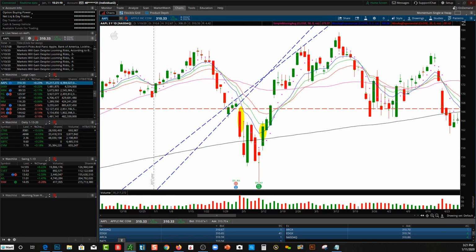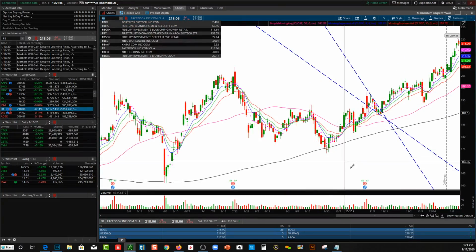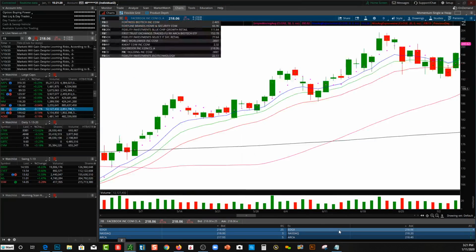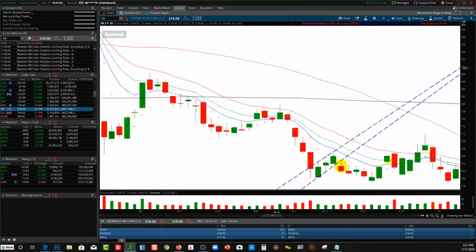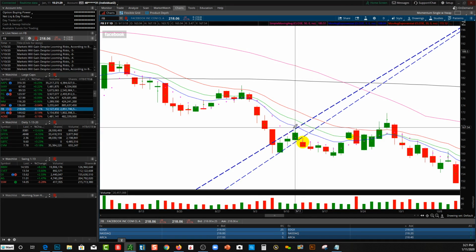Okay, so that's Apple. Let me take a look and show you guys Facebook now on a daily, just to kind of give you an example on some of these daily ones. And then we'll go intraday. All right, here's another decent looking one on a daily, right? So these red candlesticks down, consolidating to these moving average lines. Moving average lines are resistance.